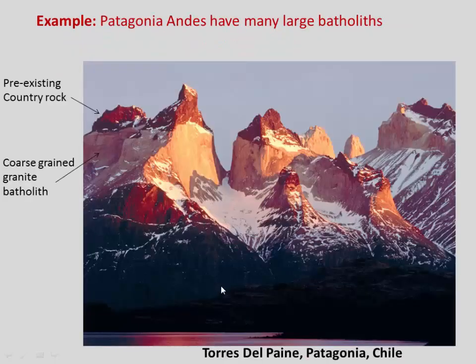Another example, if you ever get the chance to visit Patagonia in southern Chile, you'll find a lot of large batholiths in that area too. For example, the famous Torres del Paine National Park in Chile. Here we have a beautiful granite batholith, and actually perched on top is the overlying country rock that actually was the roof of that magma chamber. This is the rock that was there before the magma chamber was intruded. Beautiful relationship.